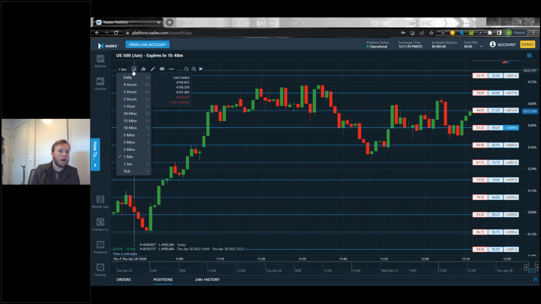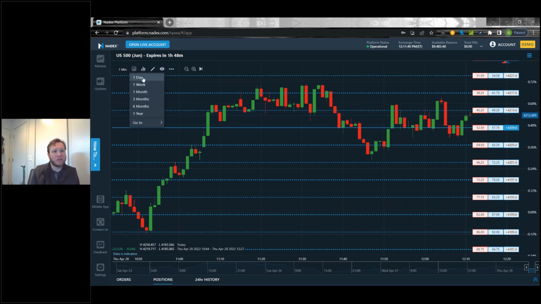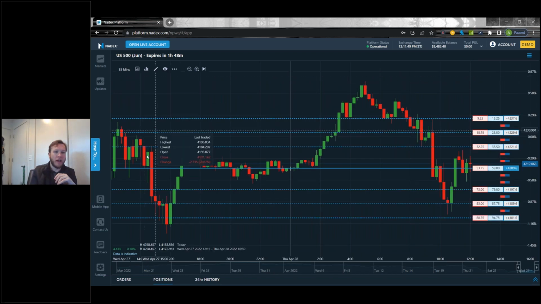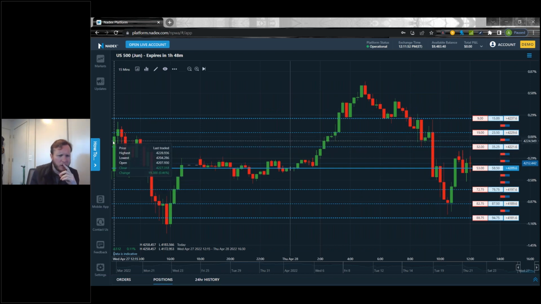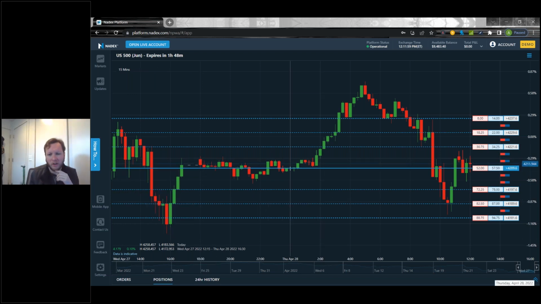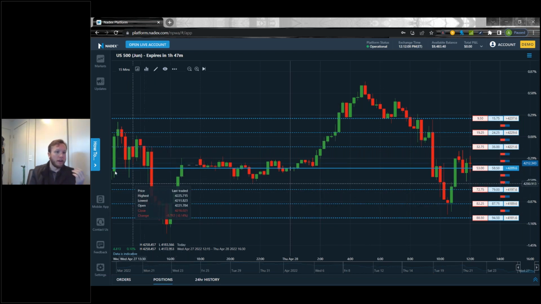Moving on from the candlestick interval, because I think we've spent enough time on that, we have this selector here. This selector is going to allow you to say, okay, if I just want to see 1 day's worth of data on my chart, I can select 1 day. And now if we go back to this very first candlestick, we can see that it is Wednesday, April 27th at 12:15, and it is currently Thursday, April 28th at 12:15. So we have exactly 1 day's worth of data on this chart right now.